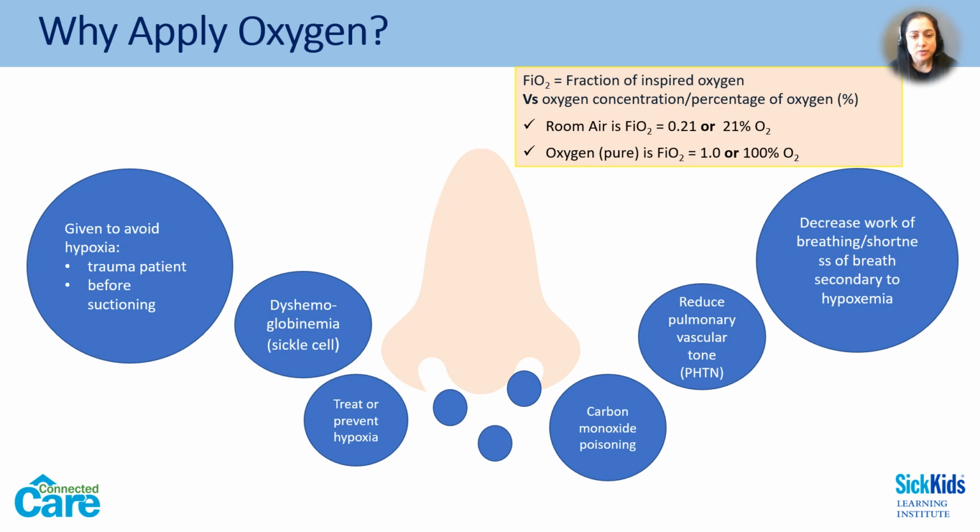So FiO2 is the fraction of inspired oxygen in a gas mixture, which is involved in gas exchange at the alveolar level. We often toggle between FiO2 and oxygen concentration in percentage when describing how much oxygen we're giving a patient. So it is advisable for you to ensure that you are documenting this properly. Room air is FiO2 of 0.21 or 21% oxygen. Pure oxygen is an FiO2 of 1.0 or 100% oxygen.